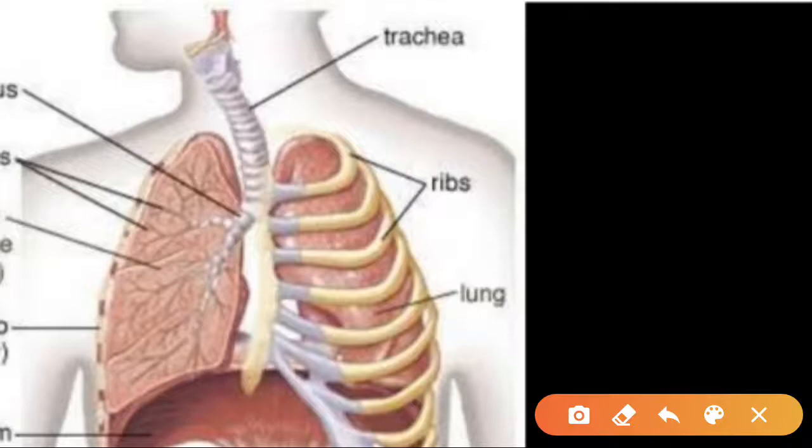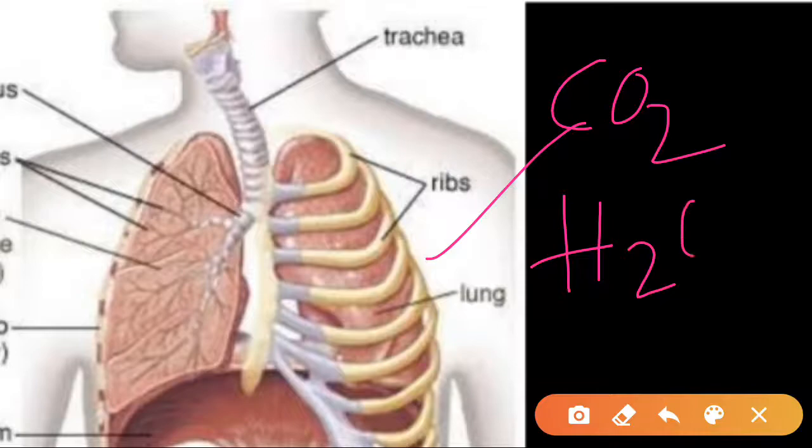So respiration is also a chemical change. Why? Because new substances like carbon dioxide and water are formed. Also there is a change in the mass as glucose is oxidized by oxygen and energy is released, right?